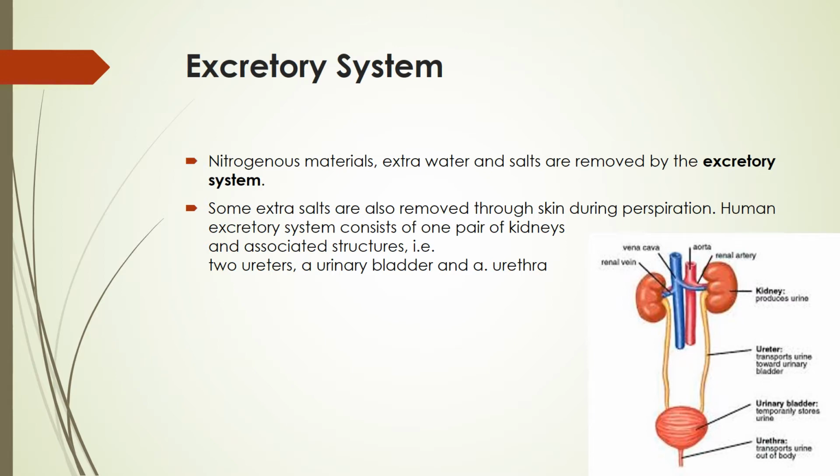Now, the system. Nitrogenous waste material and extra water and salts are removed by the excretory system. Some extra salts are also removed through the skin during the respirations. Human excretory system consists of one pair of the kidney and associated structure, two ureters, a urinary bladder and a urethra. You can see in the following diagram.